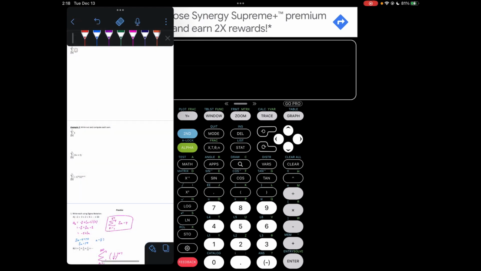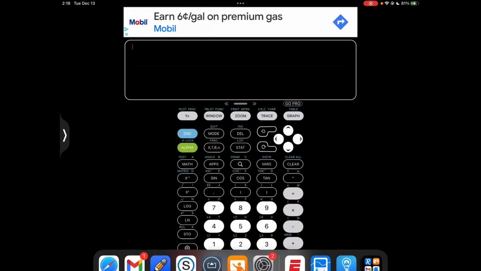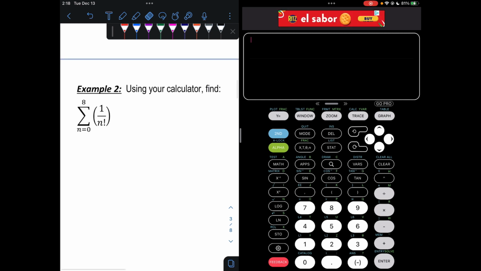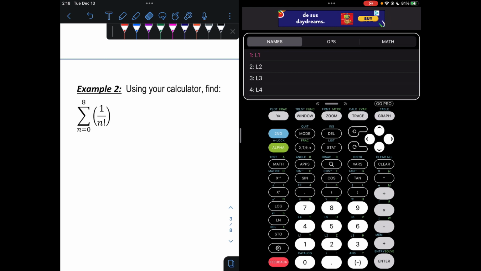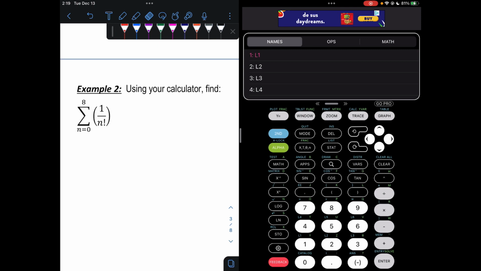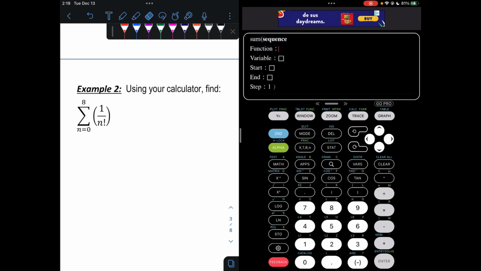Struggle is real sometimes with us, as you know. There we go. All right. So to find this, you're going to go second stat. That's going to be the list. And you're going to scroll over to math and find number 5, sum. And then second stat, scroll over to operations and scroll down to where it says sequence.